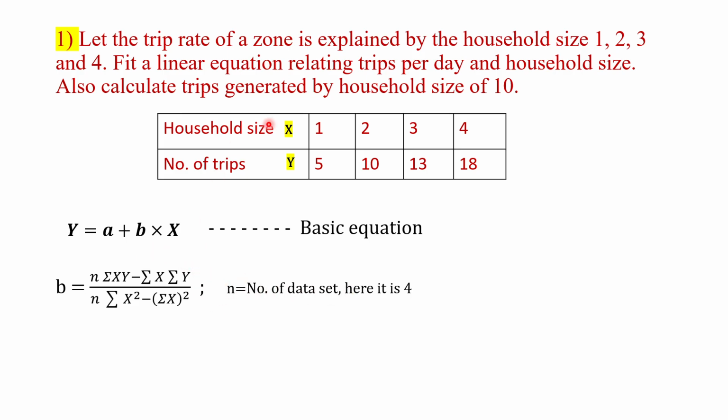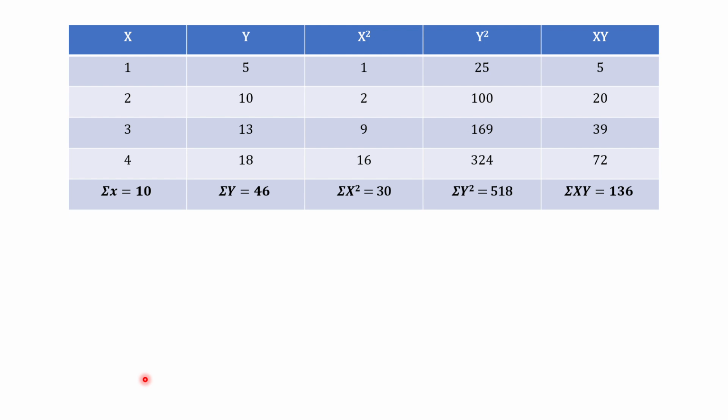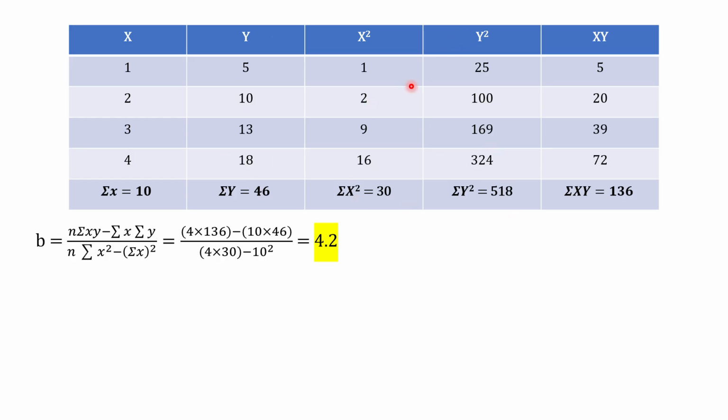Here n is the number of data sets. In this case, we have 4 sets of data, so n here is 4. And a can be calculated using the equation a is equal to sigma y minus b into sigma x, divided by n. In order to make this problem easier, we make a table with x, y, x squared and xy, so that we can calculate sigma x, sigma y, sigma x squared, sigma y squared and sigma xy. So just applying all the values, x squared means the square of each x.